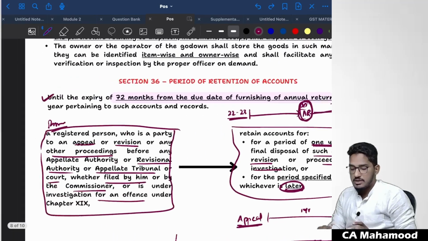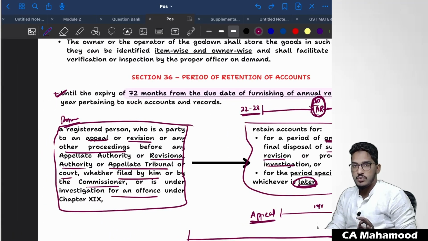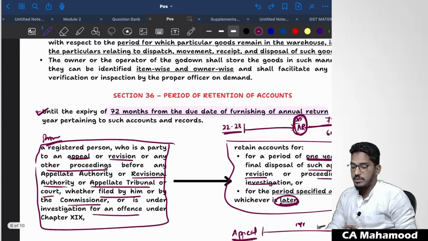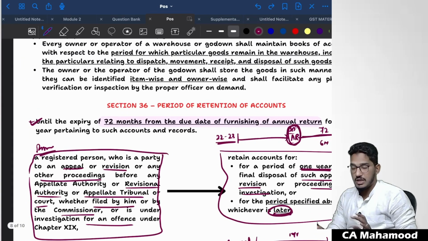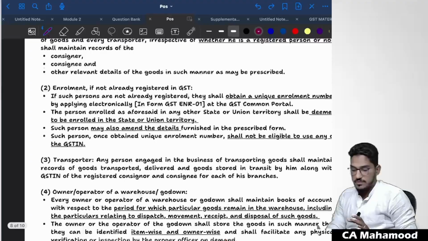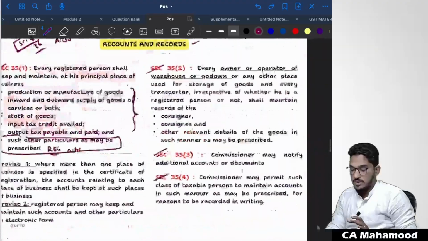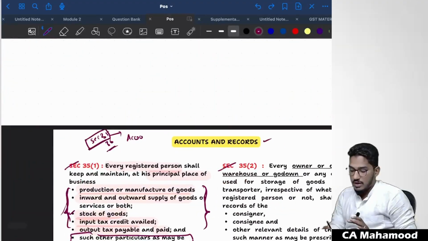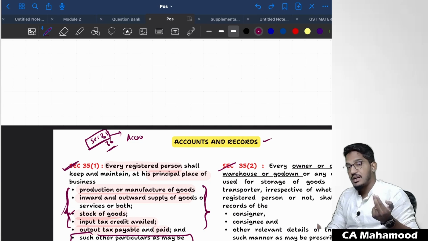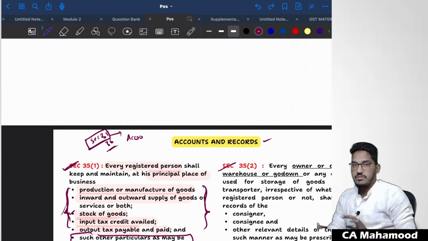If there is no appeal, nothing, simply one rule: until 72 months from the due date of furnishing of annual return of the relevant financial year. So this is the time period for which you have to preserve your accounts, records and documents. Able to understand? So what we have covered till now, we have covered 35 subsection 1, and we have discussed rule number 56. Along with that, section number 36 also we have covered.